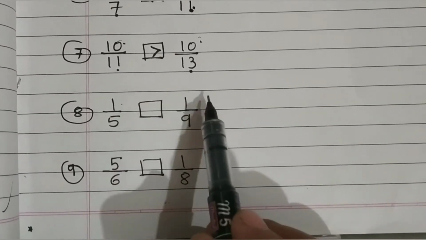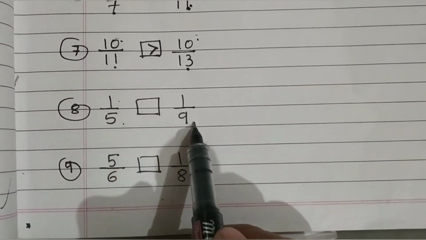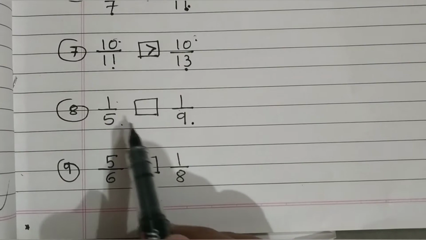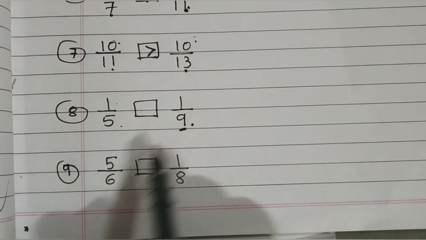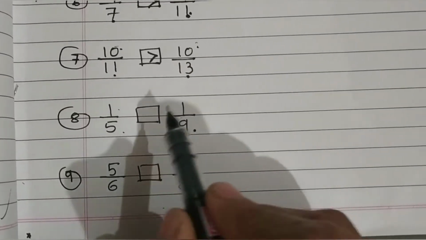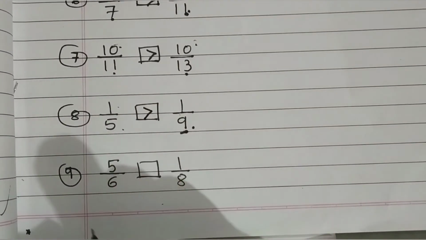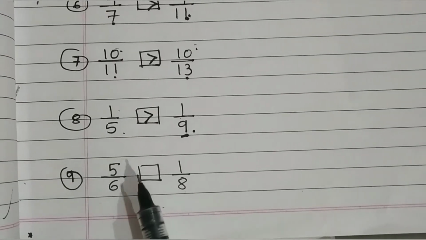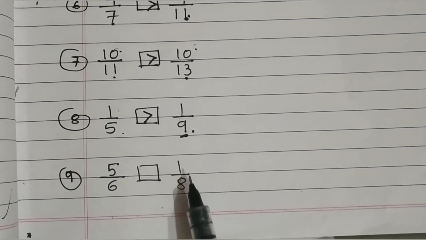You can see numerators are same but denominators are different. Which denominator is greater? 9. So if the denominator is greater, that fraction is smaller. So we have to give sign like this. Okay. Then next number, 5 by 6, 1 by 8.